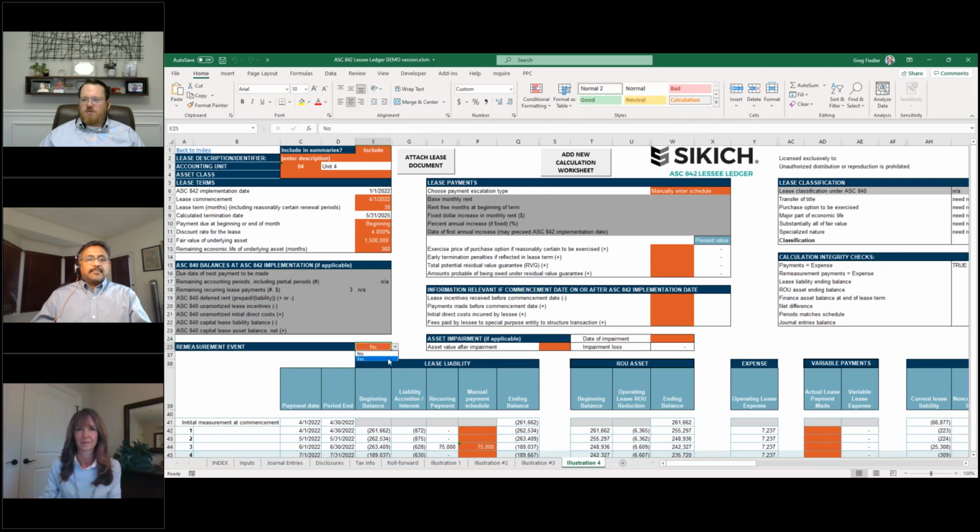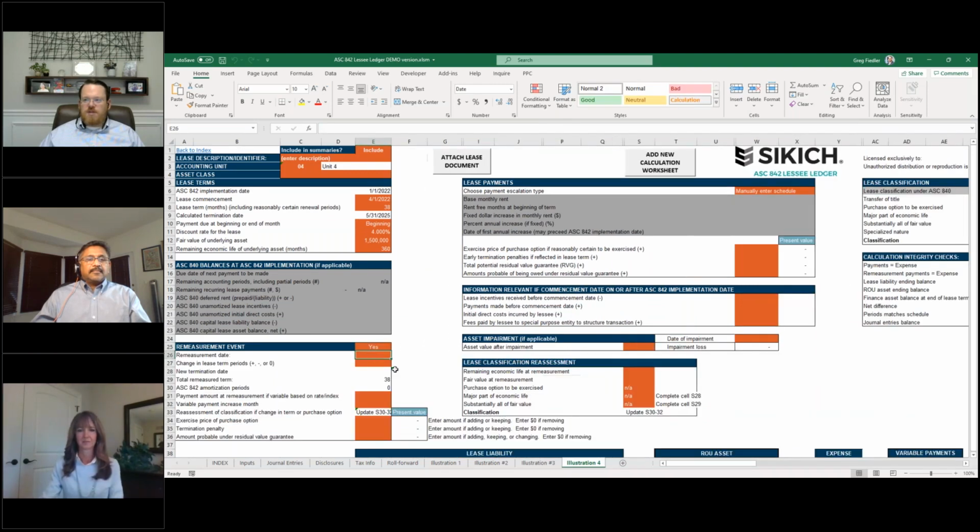But I wanted to come over to illustration 4 for this. So let me catch up real quick. We're adding 24 months. These terms aren't relevant to this particular lease, but if you were changing your purchase option, termination penalty, residual value guarantee, you could update those there. We are going to reassess lease classification over here for a number of items.